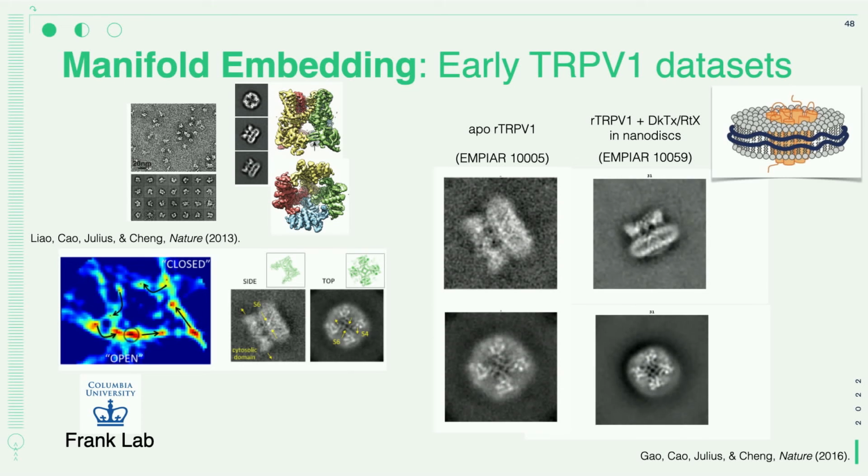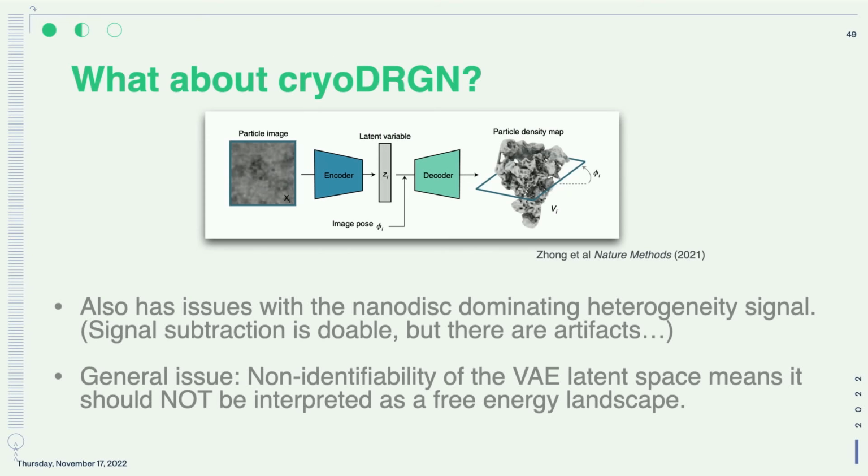And so there's other things we can do to try and mask out the nanodiscs, et cetera. But it gets a little annoying because the nanodiscs themselves are heterogeneous, and so ideally you would want a heterogeneous mask on the nanodiscs. Anyway, this is still ongoing. And so we've also tried analyzing the same data sets with CryoDRGN. It has a similar issue with nanodiscs dominating the heterogeneity.